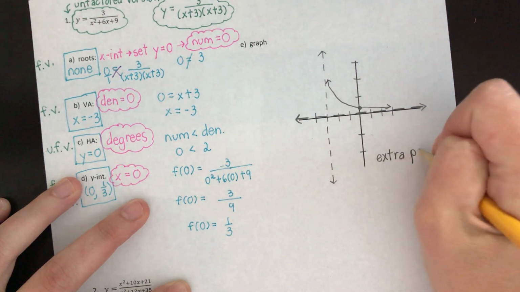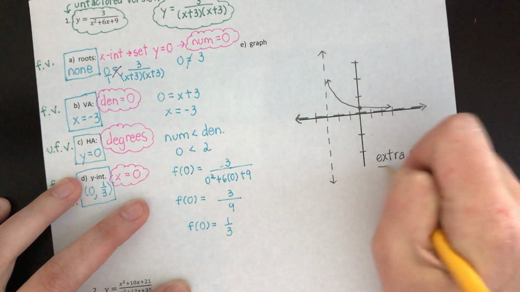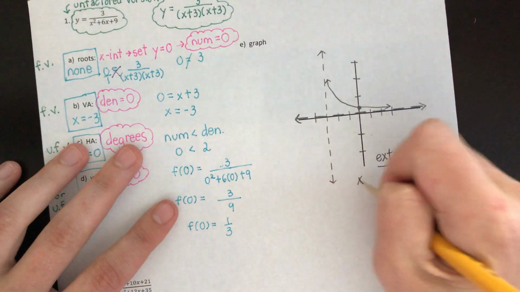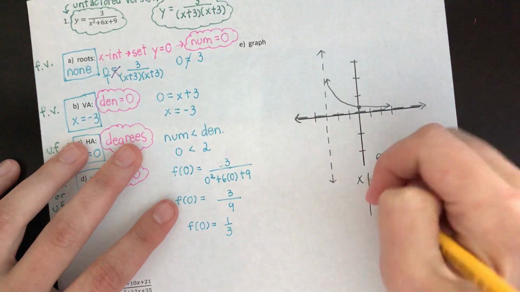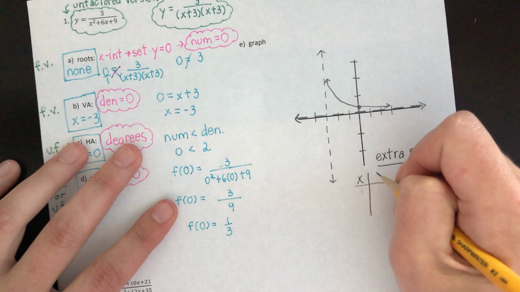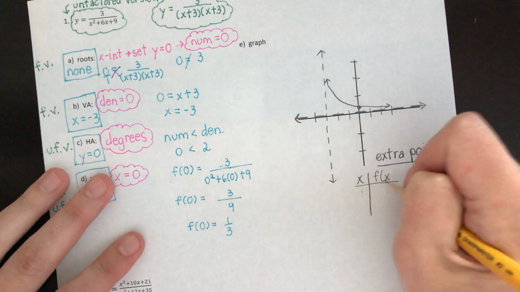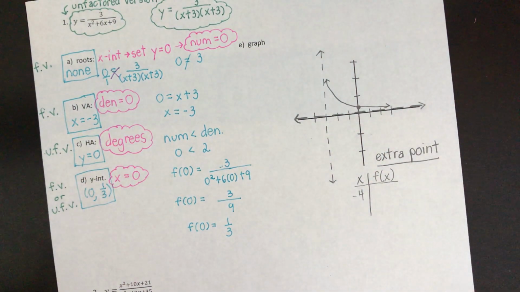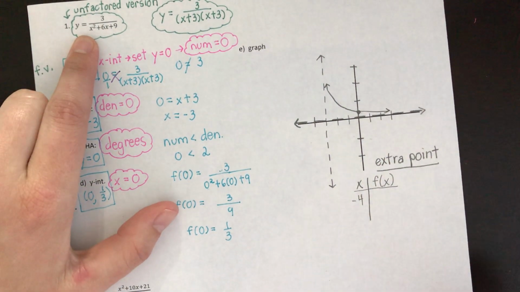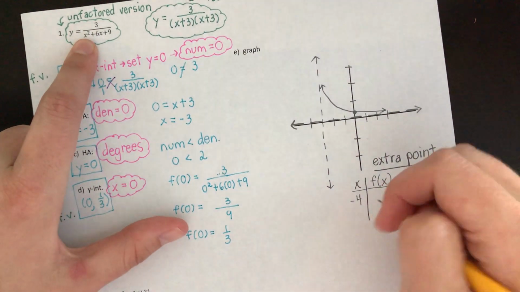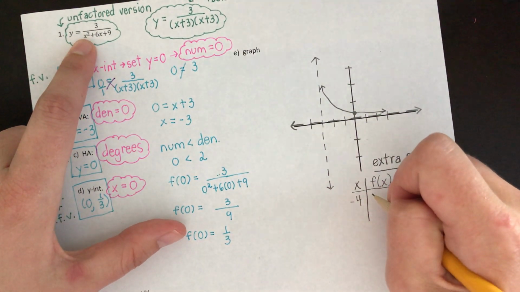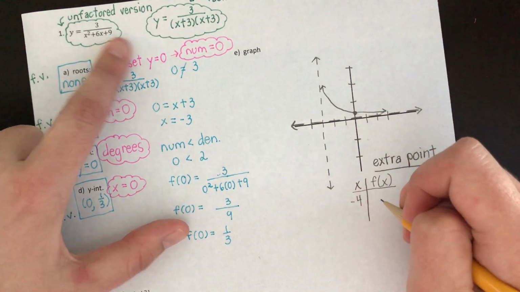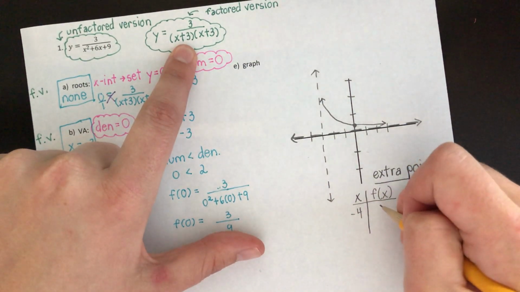Extra point, where x is -4. Let's call this f of x. Ooh, I like that. Okay, so -4. So I'm going to come in here. Again, does it matter which version you use? No, I typically kind of flip back and forth, to be honest. So, ooh, I don't want to plug in -4 there. I'm going to do it on this version.